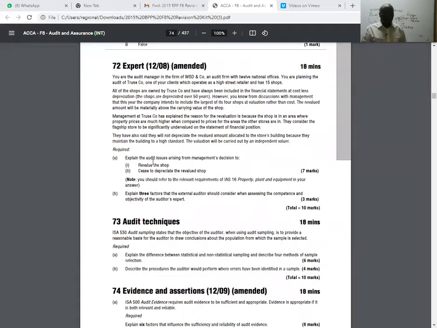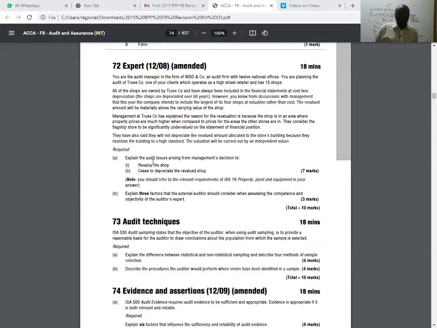So it's all about audit evidence today. You are the audit manager in the firm of WSD, an audit firm with 12 national offices. You are planning the audit of Trace company, one of your clients, which operates as a high street retailer and has 15 shops.